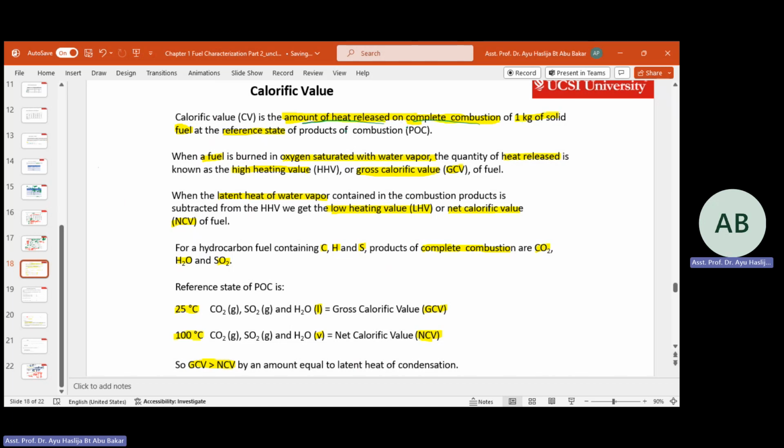Amount of heat released on complete combustion of 1 kg of solid fuel at the reference state. Reference state here means temperature 25 degrees C, pressure 1 atm. This is a common thing. If at STP, standard temperature and pressure.